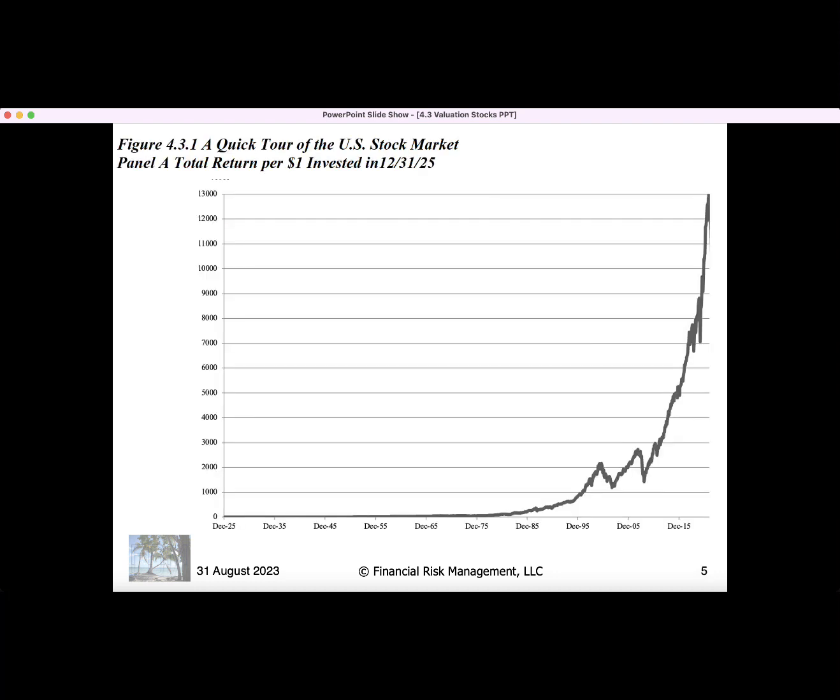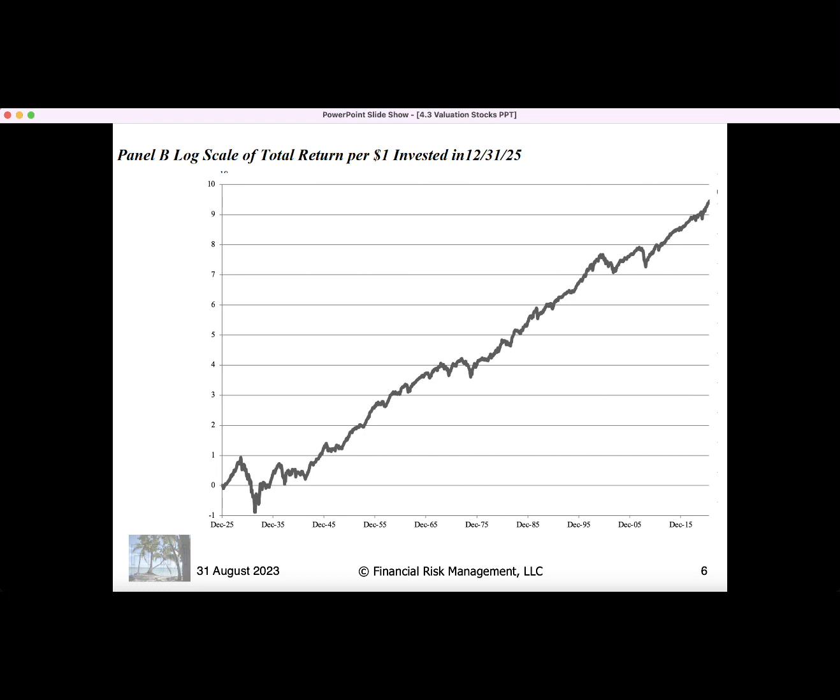And so this is the total return on the U.S. stock market. Clearly, $1 invested at the end of 1925 had approached $13,000 near the end of 2022. And so if you take the log of that series, this is a little more interpretable, in that the trend of the log scale of the total return is much more convincing that it's increasing.